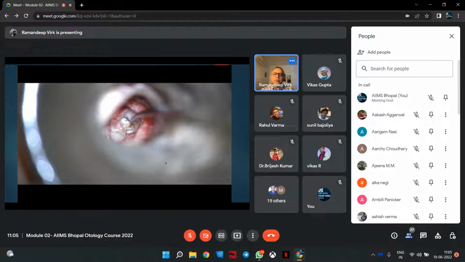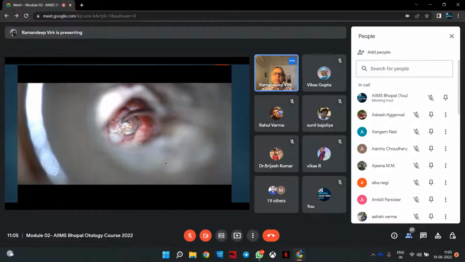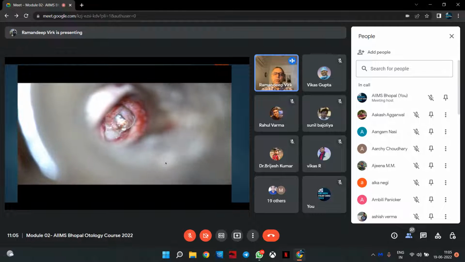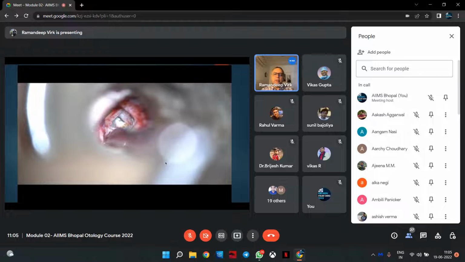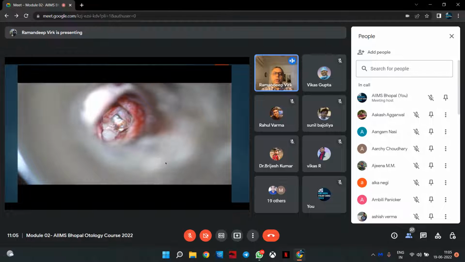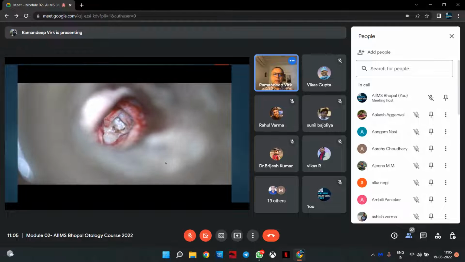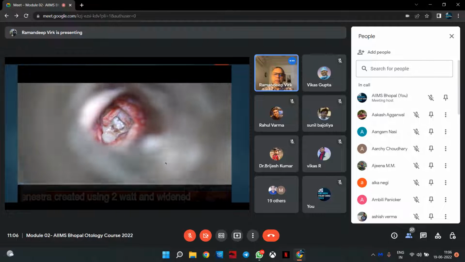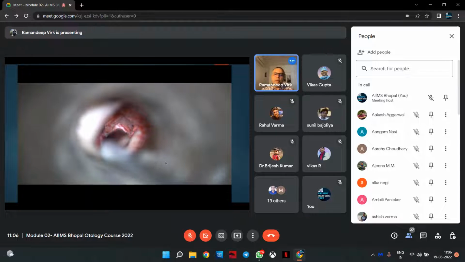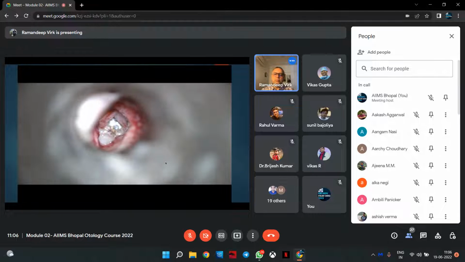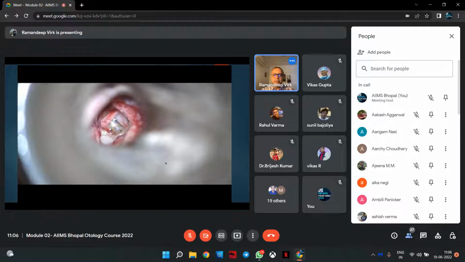So using a pick, see, it's already weakened. Gently push it towards the promontory, and take it out. Now we will work on the foot plate. You can see the blue foot plate. And I use a 2 watt power. And a fenestra is created.